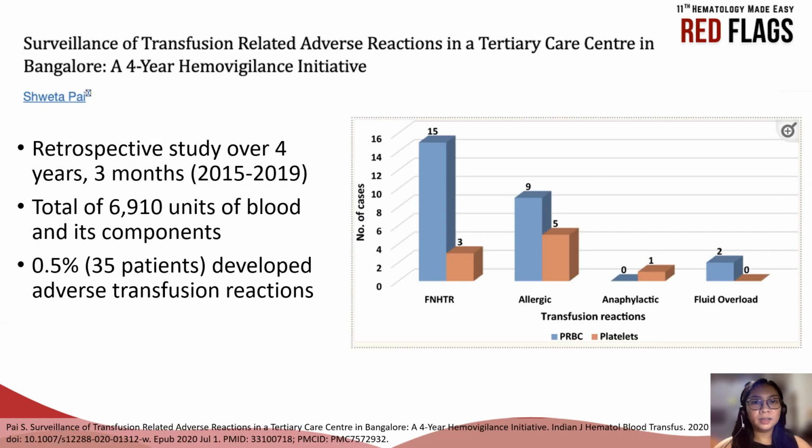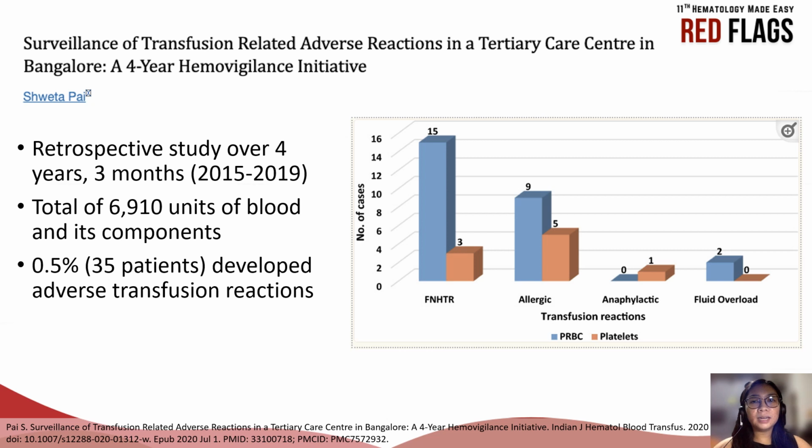nature. We have here a retrospective study by Pai conducted in the blood bank of a tertiary care center in Bangalore. The data was collected over a period of 4 years and 3 months from October 2015 up to December 2019. A total of 6,910 units of blood and its components were issued to patients during the study period. Out of them, 35 patients developed adverse transfusion reactions, accounting for an incidence of 0.5%. All the transfusion reactions in the present study were acute reactions.